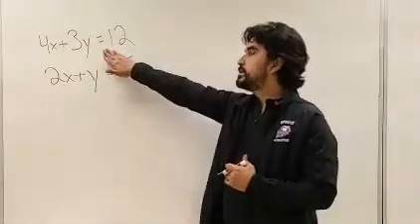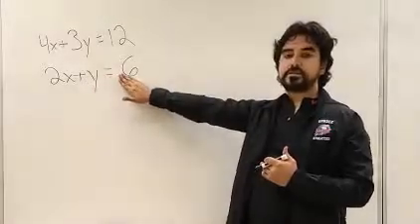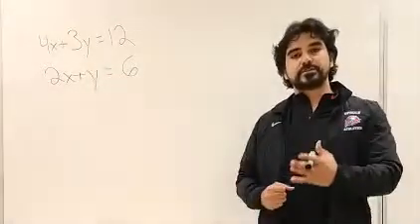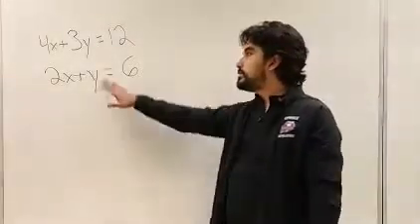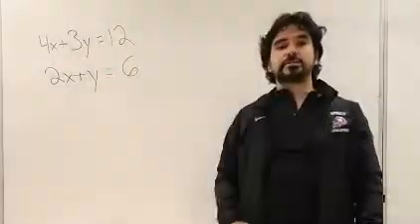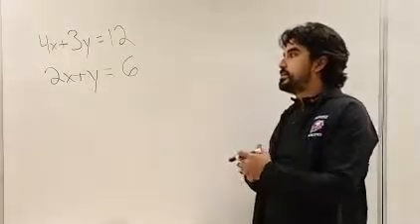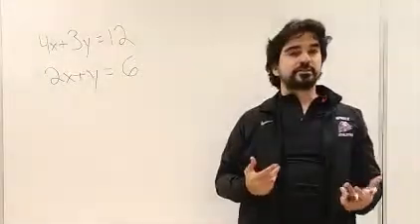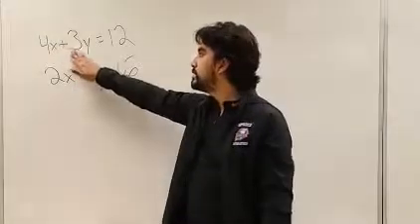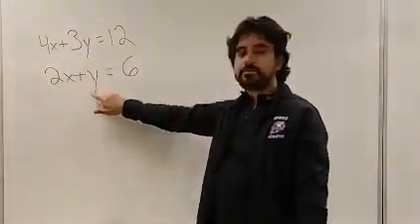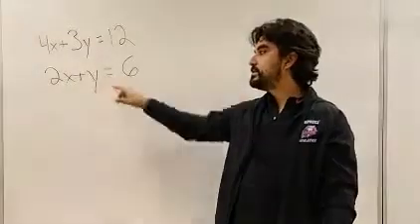So we have 4x plus 3y equals 12, and 2x plus y equals 6. Same as before, we want to see if a variable is isolated in one of these equations. Well, in none of these equations is the variable isolated. But is there a variable that has a coefficient of 1? This is y right here. So what we're going to do is try to isolate this.